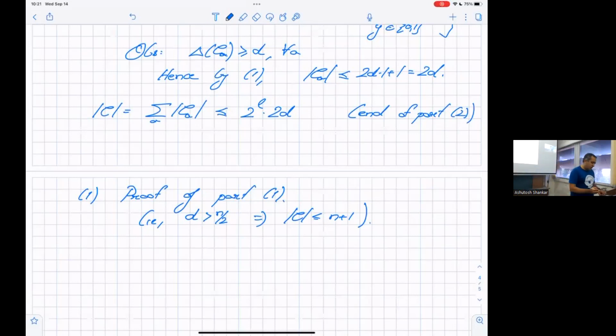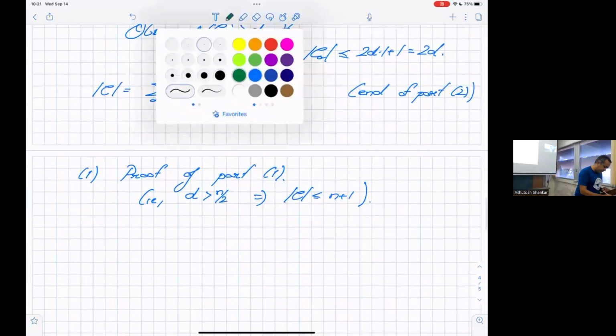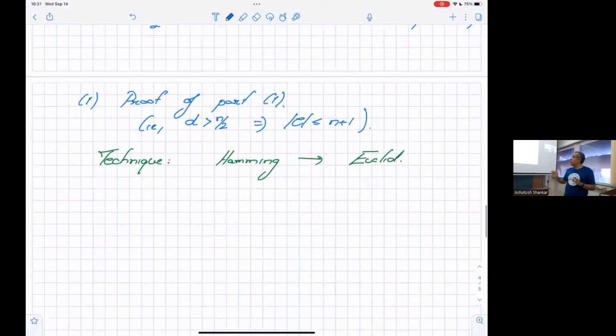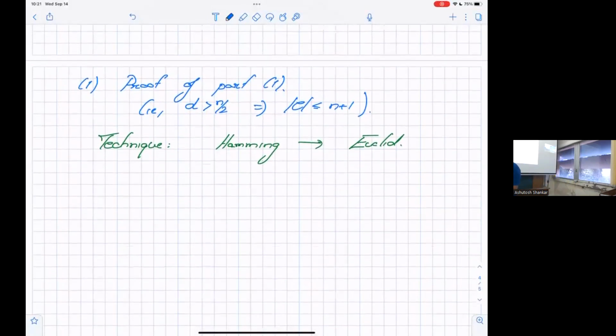So this is a case in which the technique is going to be to go from Hamming to Euclid. And how will we do this? By the way, you don't have to do this. There is an alternate proof of this, which is purely combinatorial. You can do the Plotkin bound, and this is the proof which is given in the problem, that if you do all the parts, you will get a fully combinatorial proof, not the geometric proof, but we'll give a very nice geometric proof.